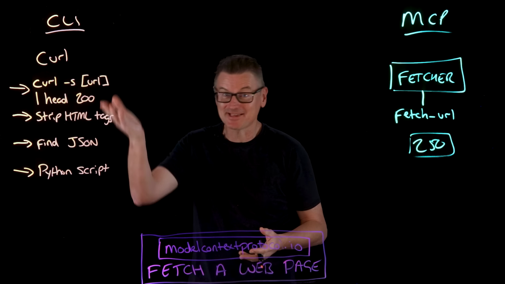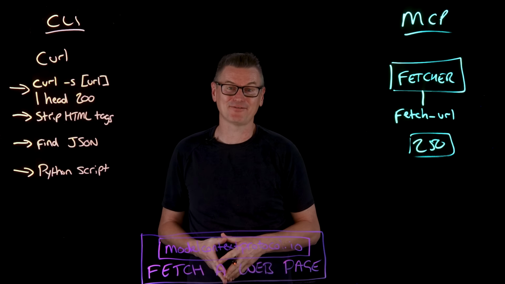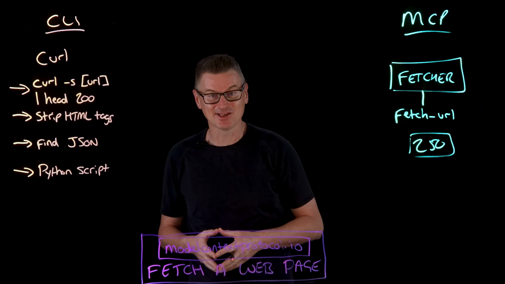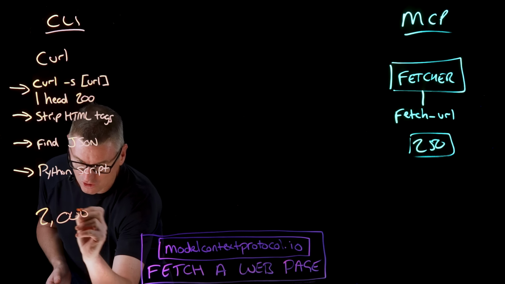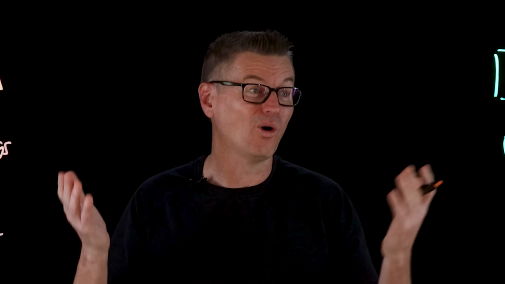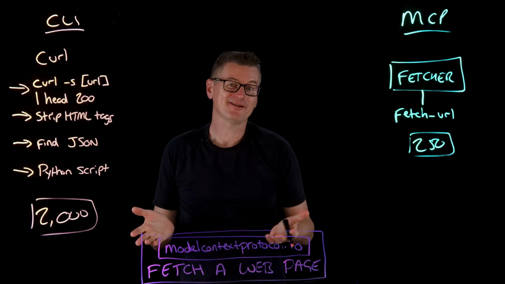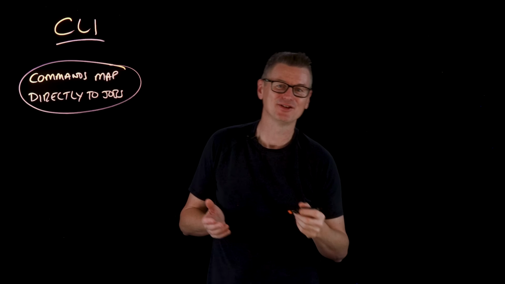Now, when I ran this, it went through several more attempts before it finally got enough content to summarize the page, and it took several minutes and over 2,000 tokens, plus all that extra local processing on my poor laptop, all to get the same result. So what's the pattern here? Well, I think we can say that CLI wins when commands map directly to jobs.